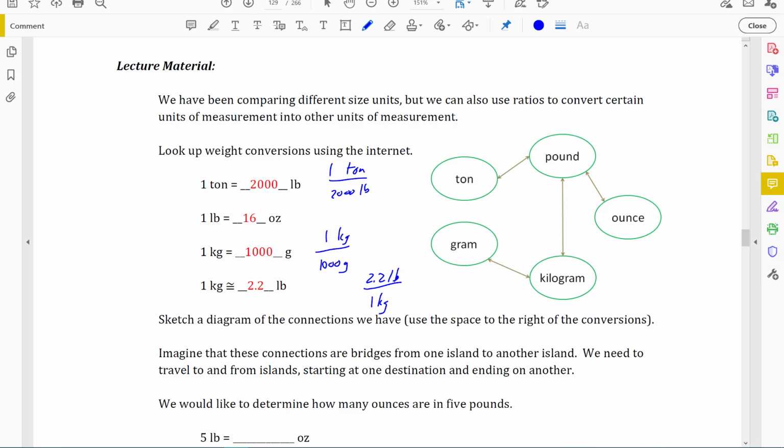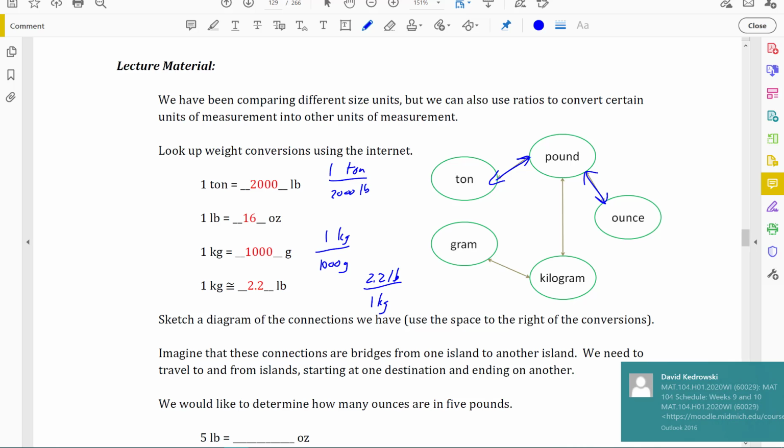Something that also is helpful with the conversions sometimes is creating a graph like you see on the right hand side. This is sometimes called an island and bridge chart. If we look on the left, we see that we have 1 ton equal to 2,000 pounds. So on the right we have a circle for ton, we have a circle for pounds, and we have an arrow that connects them. 1 pound equals 16 ounces. Well, we add a circle for ounces. We already have one for pounds. And then we have an arrow or a bridge that connects them.